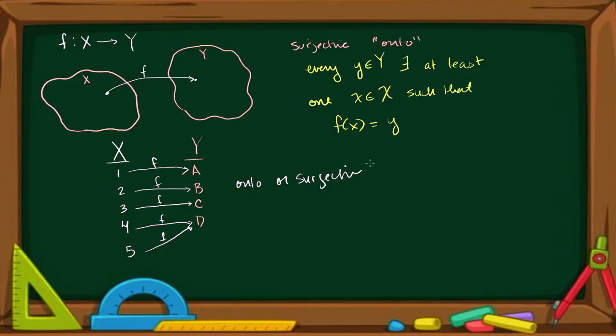Now let me give you an example of a function that is not surjective. Let me add some more elements to y. Let's say y has another element here called e. Now all of a sudden, this is not surjective. And why is that? Because there's some element in y that is not being mapped to.